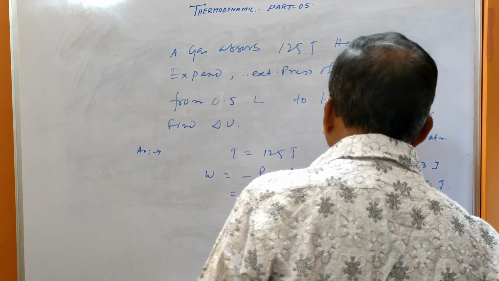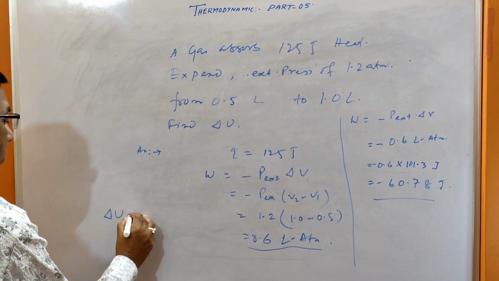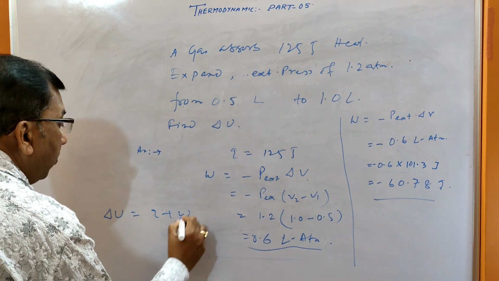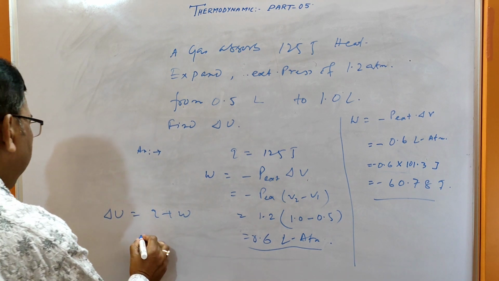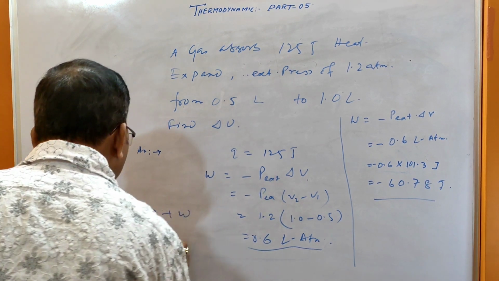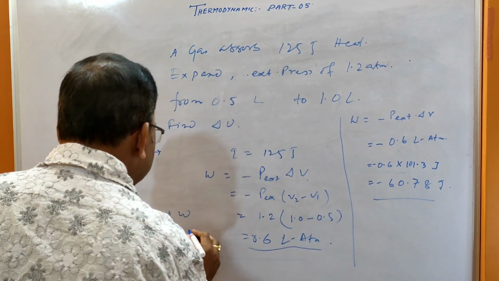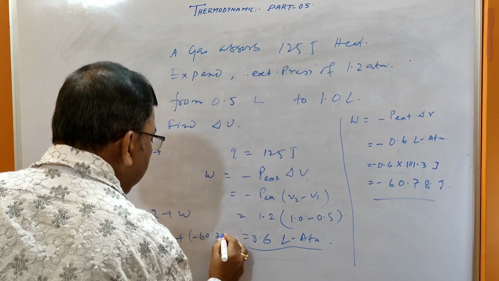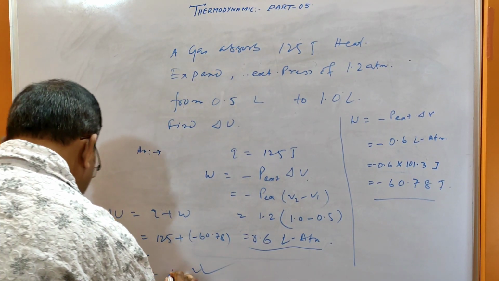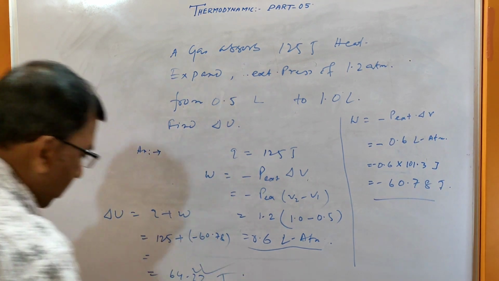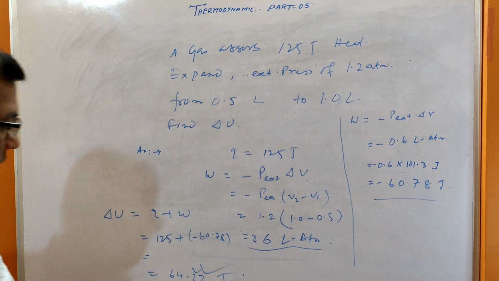This is the W. Now, what is the formula? Delta U equals Q plus W. So what is the Q? 125. So in this case 125 plus the minus 60.78. What is the result? That is the answer, in joule. So it is 64.22 joule. It is the answer. Is it clear? Did you understand or not?